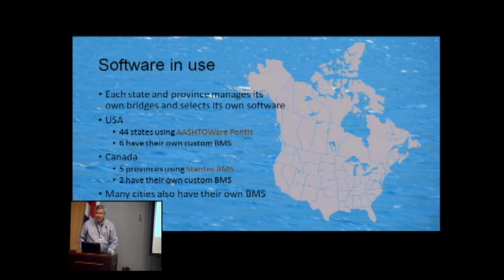Now, Canada has 5 provinces using a software package called the Stantec BMS. Stantec is an engineering firm based in Canada that has developed a system that was originally developed for the province of Ontario and then was expanded for the province of Quebec and now is in use by 5 of the provinces. And 2 of the provinces, British Columbia and Alberta, have their own bridge management systems that they have developed themselves. And the other territories are not using a bridge management system at all at this point.